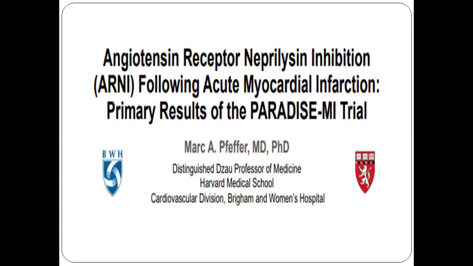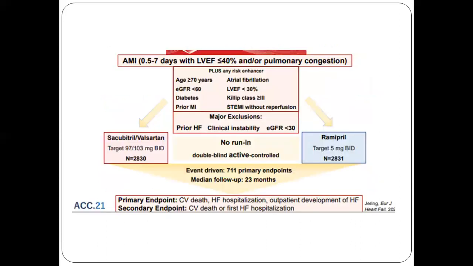So this is a new trial which came up, published in 2021, the PARADISE-MI trial. It included patients who had acute MI, between 12 hours and 7 days of symptom onset, with an EF of less than 40% and or pulmonary congestion. What they did was take these patients, and half of the patients they gave sacubitril valsartan, and half they gave ramipril immediately. The outcomes they measured were cardiovascular death, heart failure hospitalization, and outpatient development of heart failure.